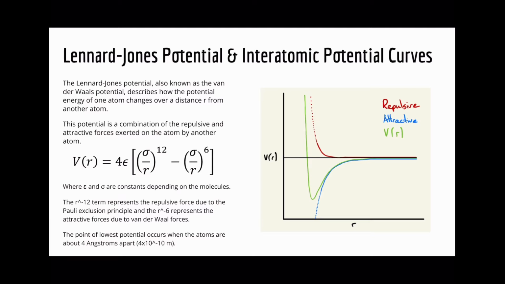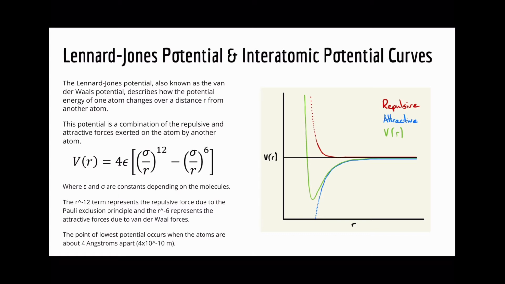We can write this function, V as a function of r, which is equal to 4 epsilon [(sigma over r) to the power of 12 minus (sigma over r) to the power of 6], where epsilon and sigma are constants depending on which molecules we are using. The r to the minus 12 term represents the repulsive forces that are due to the Pauli exclusion principle, and the r to the minus 6 represents the attractive forces that occur due to the van der Waals forces.